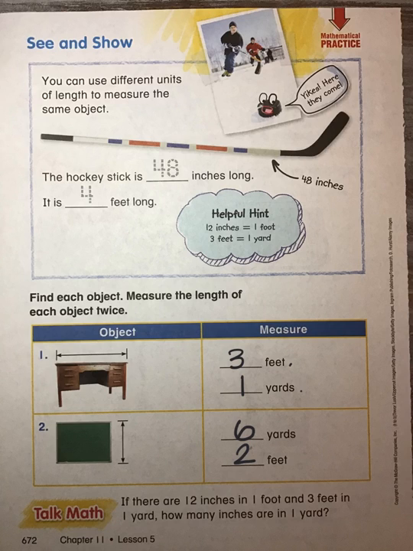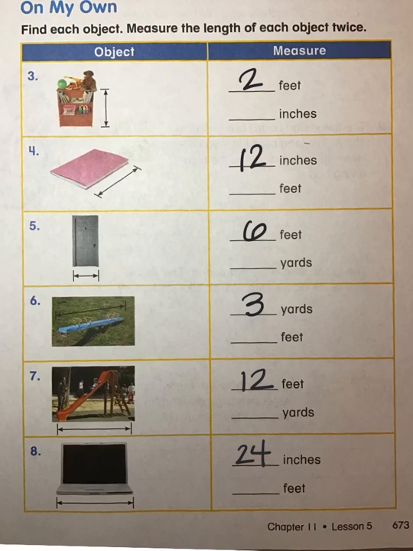Okay, remember that there's 12 inches in 1 foot and 3 feet in 1 yard. So think of the ruler, that's 12 inches. Think of a yardstick, that's 1 yard or 3 feet. 3 feet and 1 yard, exactly the same. Okay, let's turn to the next page, page 673.